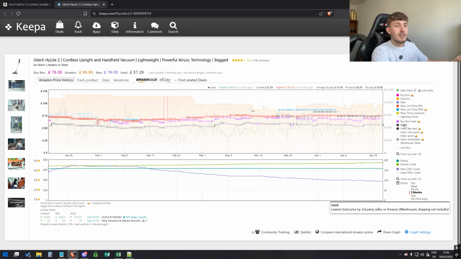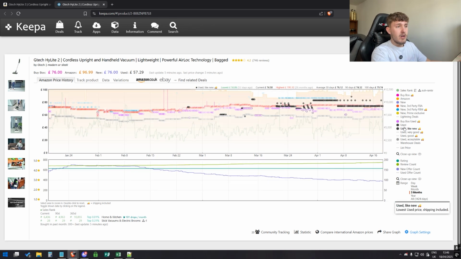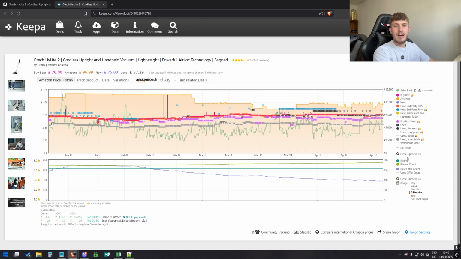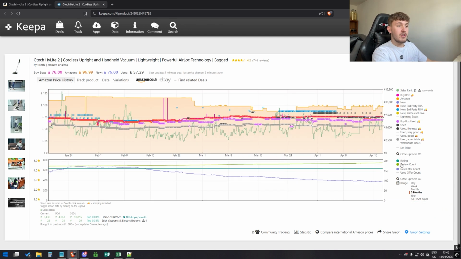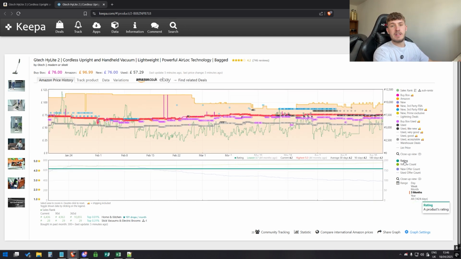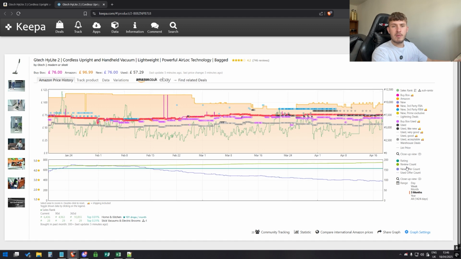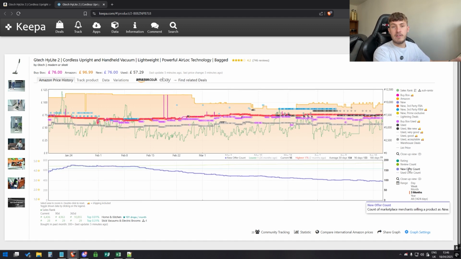You're also able to see the history of used items as well, which is not the most helpful thing when you're looking at a brand new deal, but if you are looking to resell returns and stuff like that, it's a really good thing to know. And down here at the bottom of the chart, we've got lines for the rating of the product, the review count of the product, as well as the amount of offers on the listing.